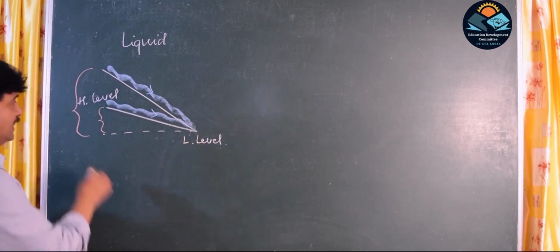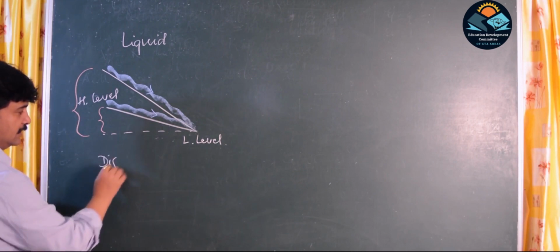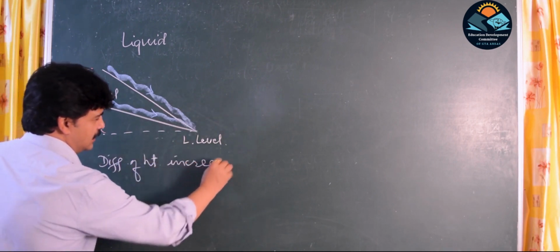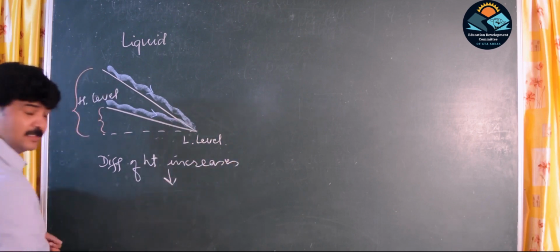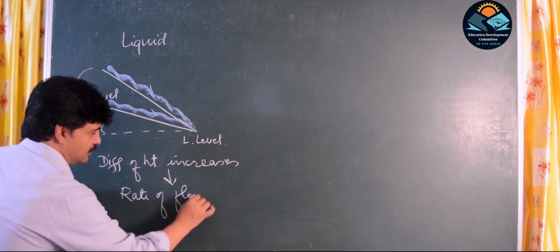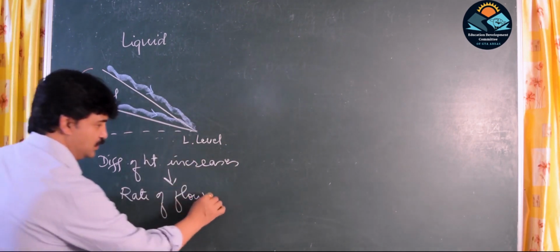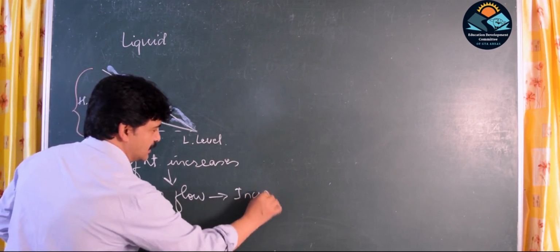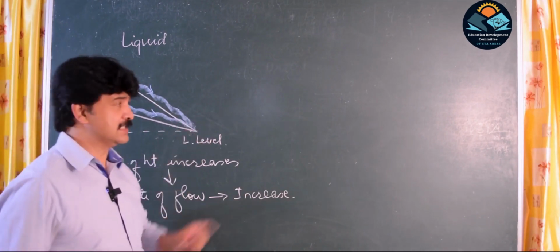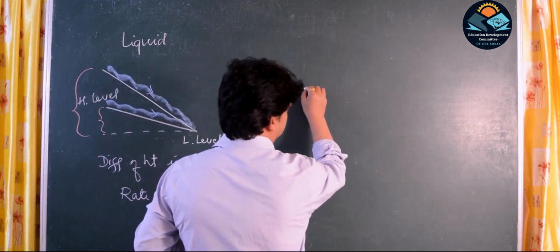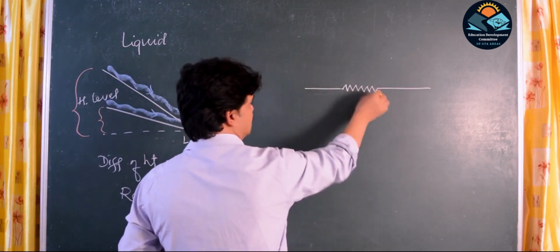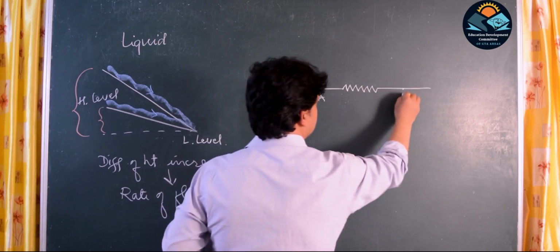So as the difference of height increases, the rate of flow of the liquid will also increase. Now similar kind of thing happens in case of electric current also. So this is the wire, these two are the 2 points as usual.